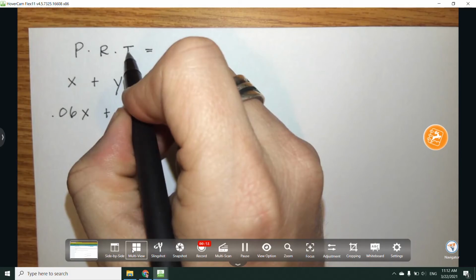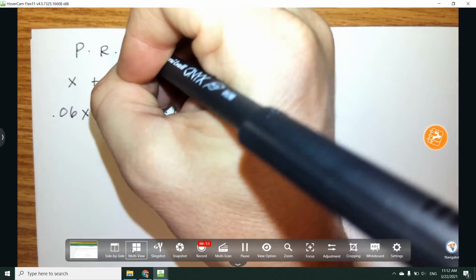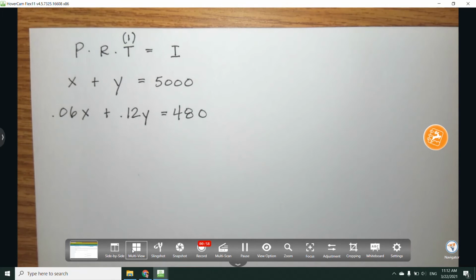The one thing we're not going to have in a lot of these problems is our time, because it's going to say annually, which means over the course of 1 year. And 1 times anything is just that other number. It doesn't matter if you're doing 6 times 1, it equals 6, right? So this 1 becomes irrelevant. All we're really looking at is P times R, and that equals our interest.